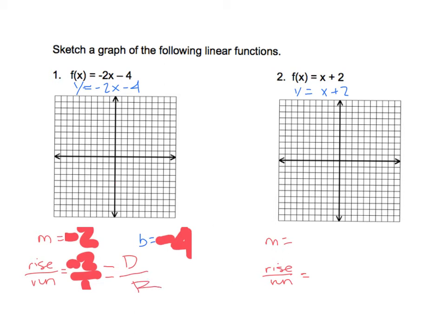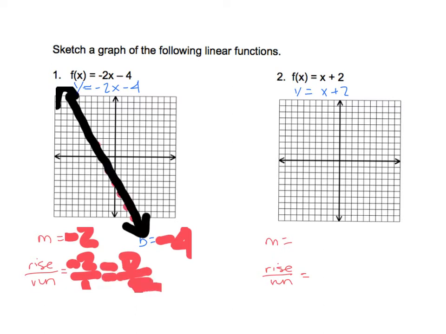So I'm going to go down 2, right 1, down 2, right 1, down 2, right 1. Notice I can also go the opposite direction from my y-intercept, and I can go up 2, left 1, up 2, left 1, up 2, left 1. And the final piece of the puzzle here would be to draw a line connecting all of your fabulous points.